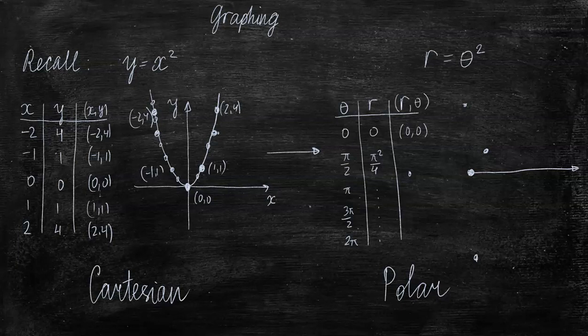So in this case, maybe it's going to look something like this. Who knows, right? But whatever that is, we're going to call it a polar curve, or the graph in polar coordinates. So that's the rough idea.